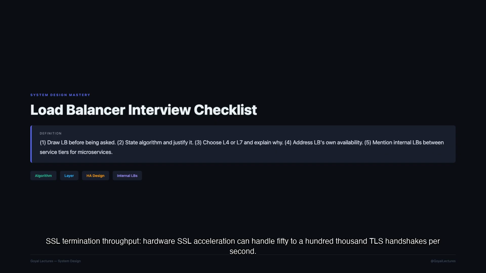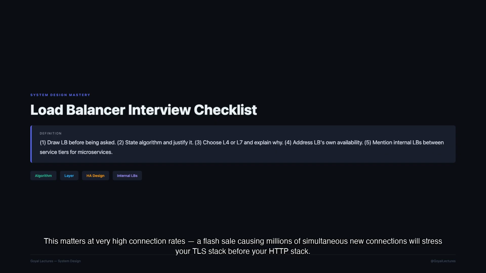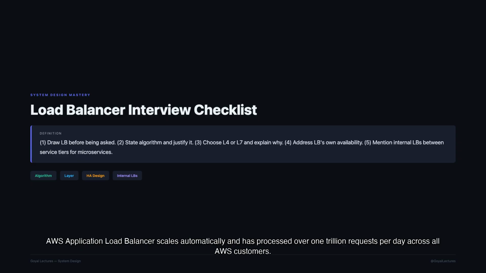SSL termination throughput. Hardware SSL acceleration can handle 50 to 100,000 TLS handshakes per second. Software-based termination on modern CPUs using AES-NI hardware acceleration handles 20 to 30,000 handshakes per second per core. This matters at very high connection rates. A flash sale causing millions of simultaneous new connections will stress your TLS stack before your HTTP stack.